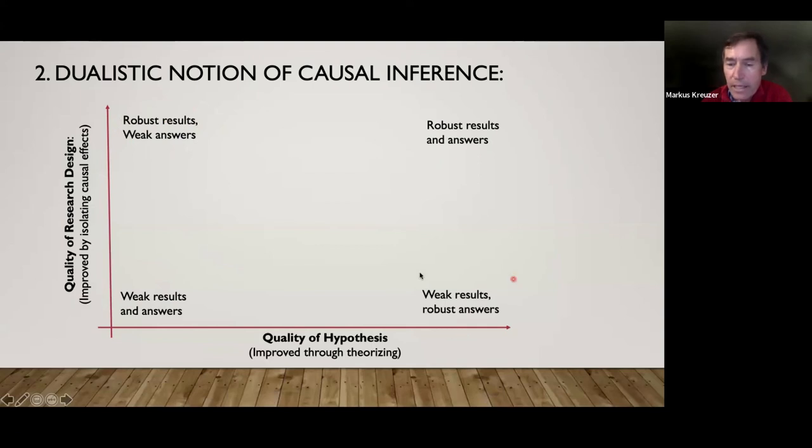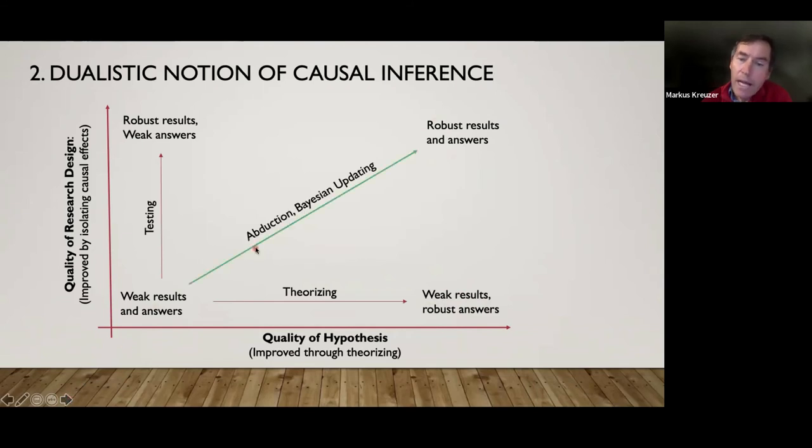And then you have down here weak results and robust answers. This is sometimes where some of the more historical work implies it has very sophisticated theories, but the causal inference strategies are not particularly explicit and transparent. And so we have the dilemma that we have weak results, but strong answers. And so the goal, of course, is to reach this upper corner here, the robust results, robust answers. And the way we get up here is through abduction, through a sort of Bayesian updating process.